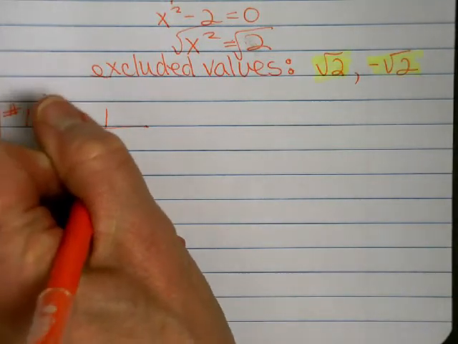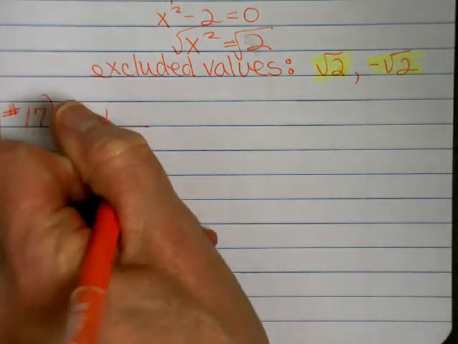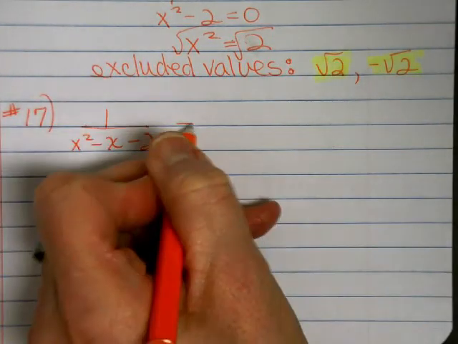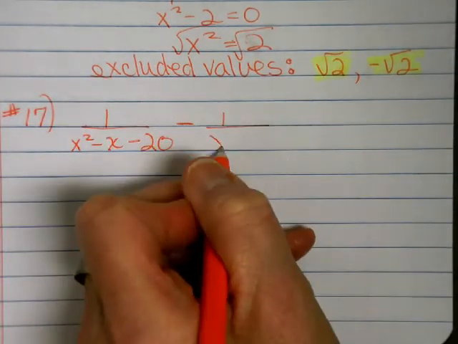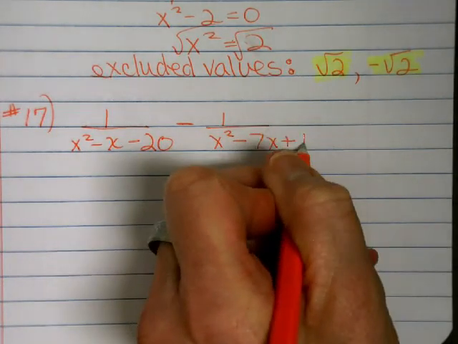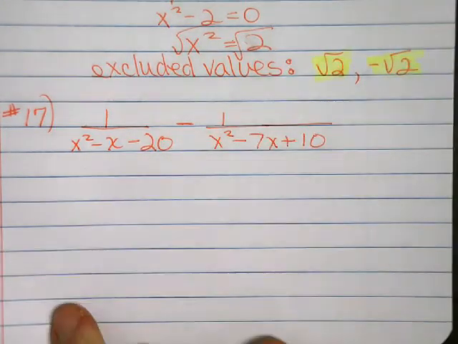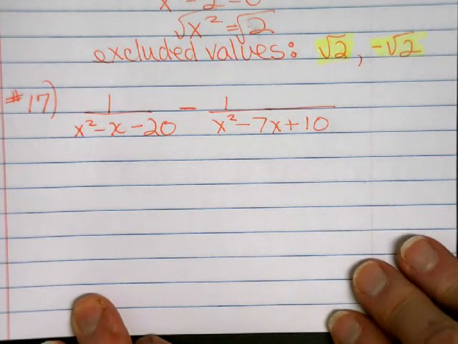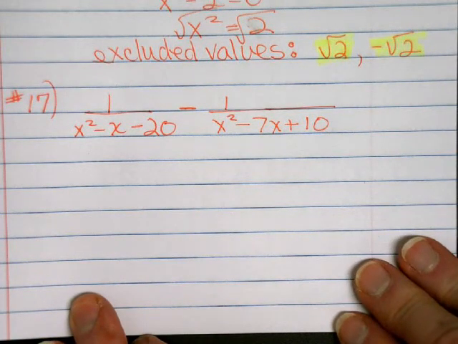Okay, three left. You ready? Number 17 looks nasty because the denominators are trinomials. You get to factor, but don't be afraid. Hopefully you're getting more confidence in your factoring because you're thinking about it. It is a subtraction problem.